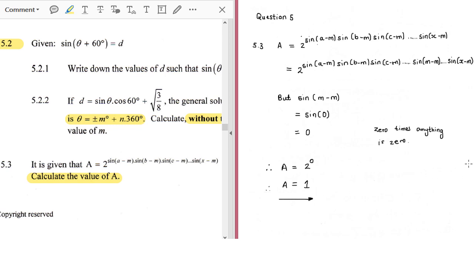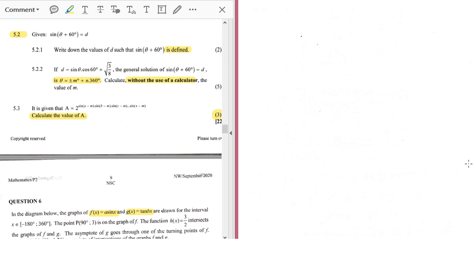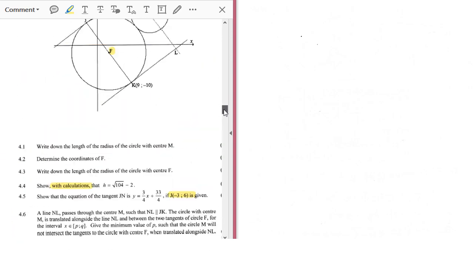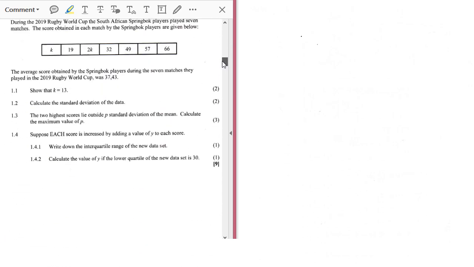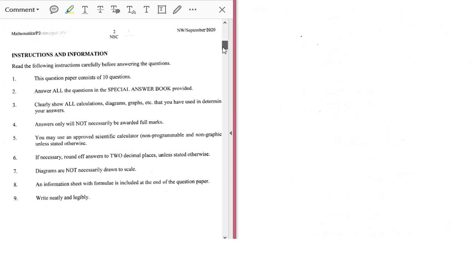And there you go. Then matriculants, we've now completed the trigonometry section of this paper. If you can remember, we started off with the circle geometry proof. Then we went on to the stats, then analytical geometry, and then we jumped into trig. So what's left is the last few questions of circle geometry. Let's just quickly scroll through this paper and see that we've actually covered everything, just to make sure.